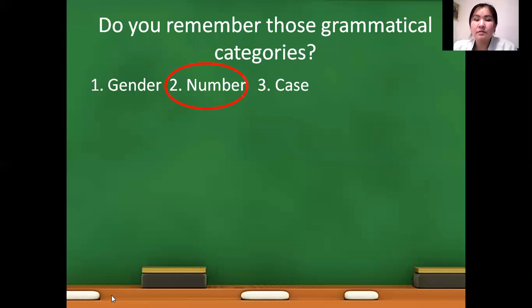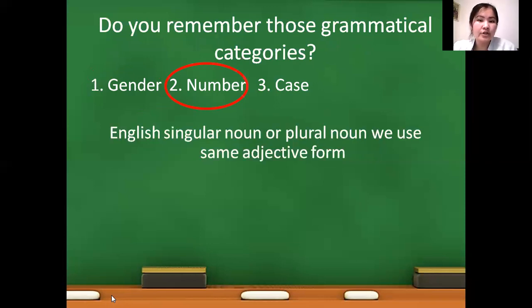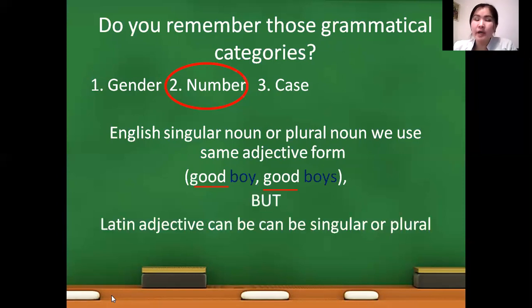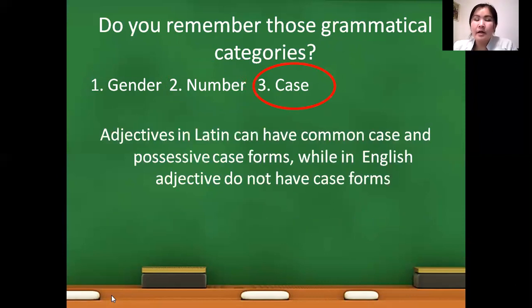Now let's see the Latin adjective and noun from the point of view of the number category. In English, an adjective has no number category either, because good boy, good boys. For singular number and for plural number, we are using one and the same form of adjective, good only. But in Latin, an adjective can be singular or plural. From the case category, an adjective in Latin can be in common case and in possessive case forms, while in English, an adjective does not have case forms like good boy, of good boys. See?